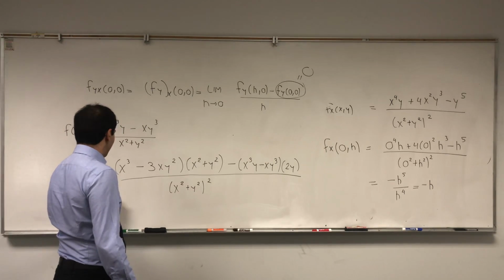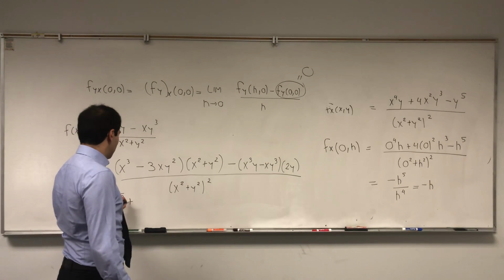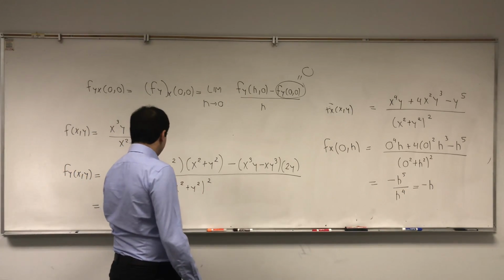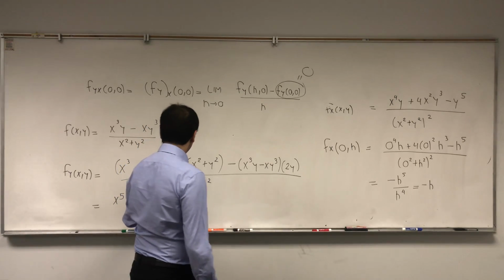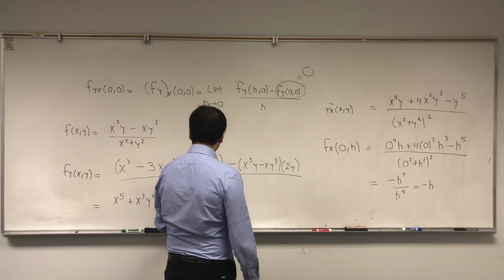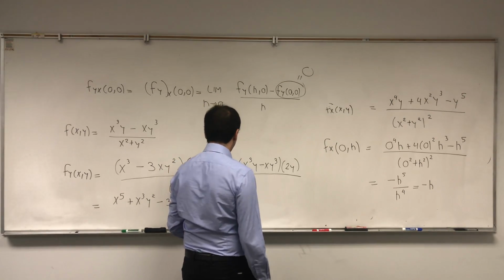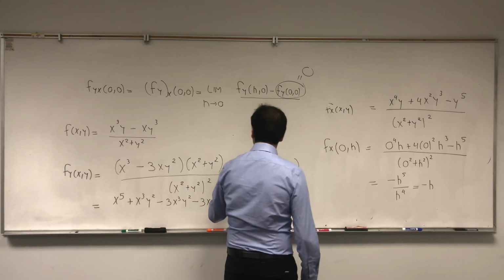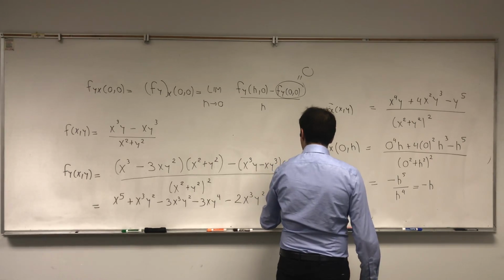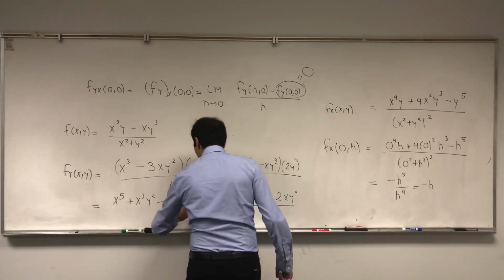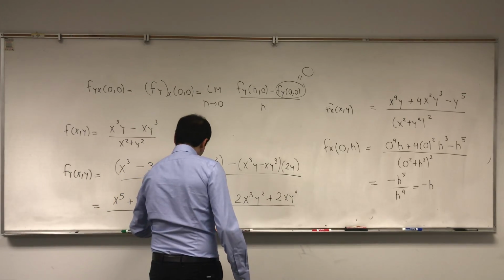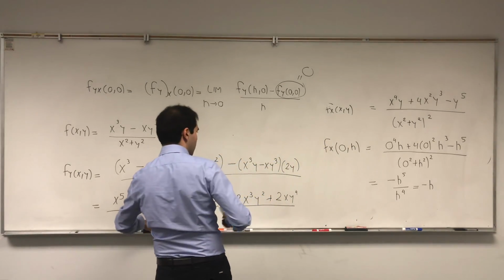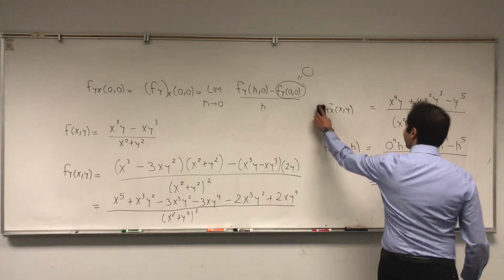So we get x to the 5th, and then plus, I think, x cubed y squared, minus 3x cubed y squared, and then minus 3xy to the 4th, and then minus 2x cubed y squared, plus 2xy to the 4th, over (x squared plus y squared) squared. Check. Yes, looks correct.